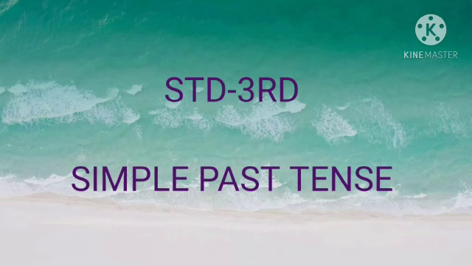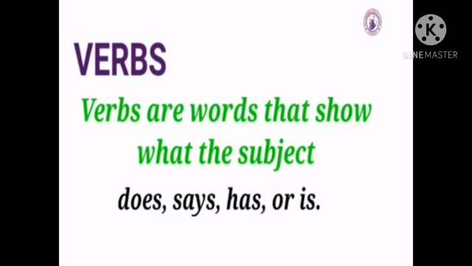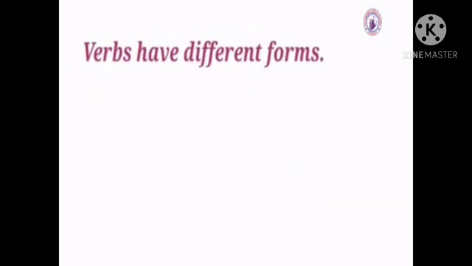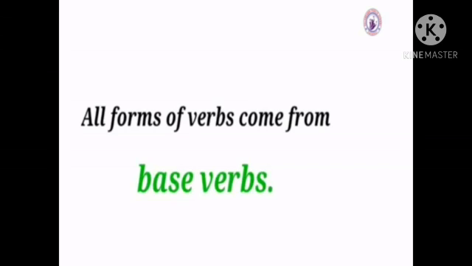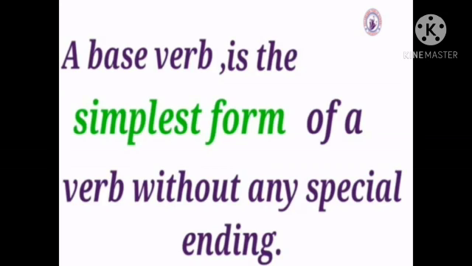Today we are going to learn a new topic, simple past tense. Dear students, we have already learnt about verbs. Verbs are words that show what the subject does, what the subject says, what the subject has, or what the subject is. Verbs have different forms. All forms of verbs come from base verbs. A base verb is the simplest form of a verb without any special ending.